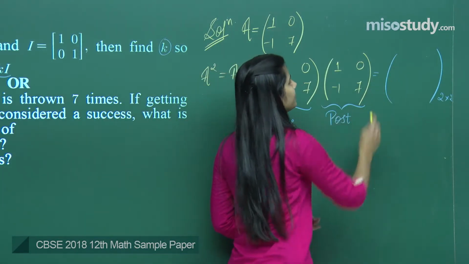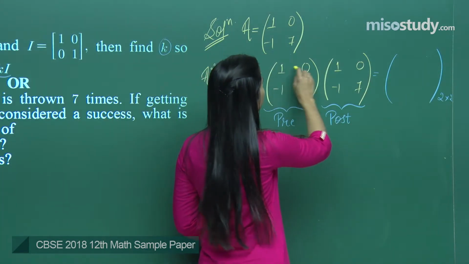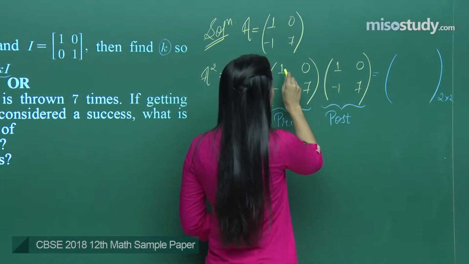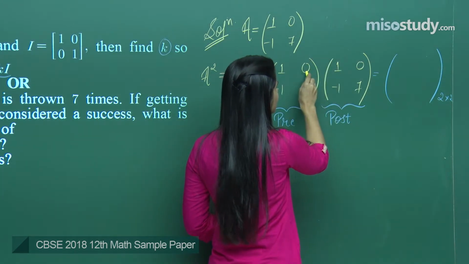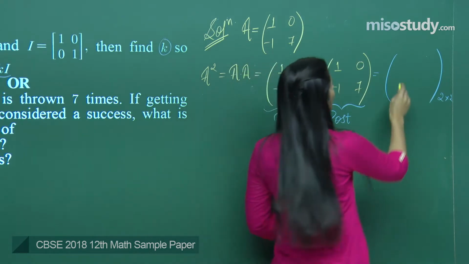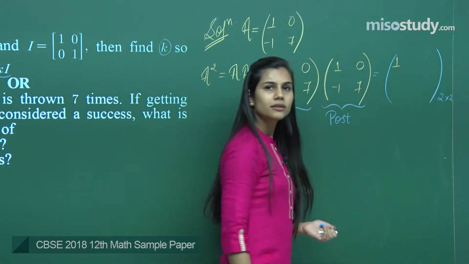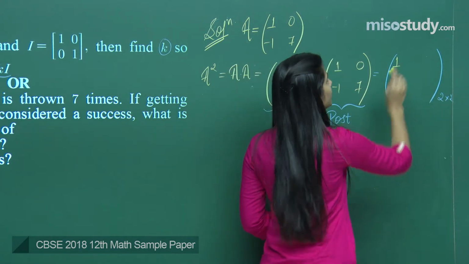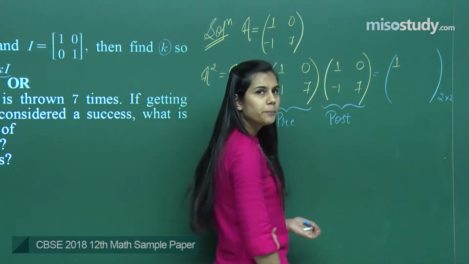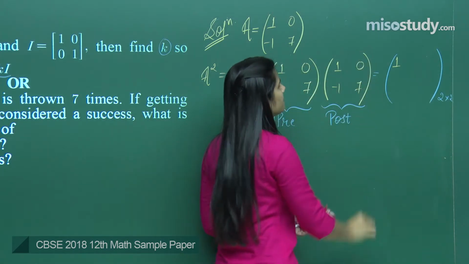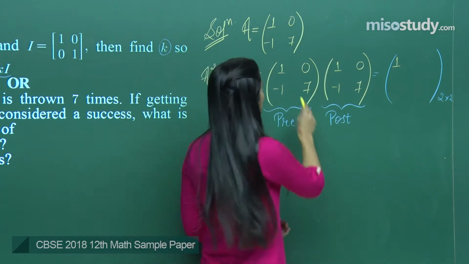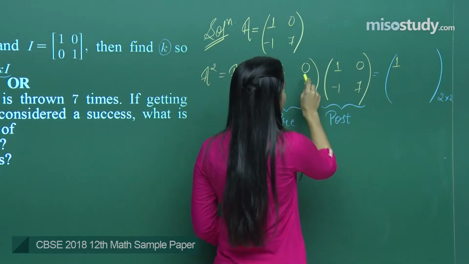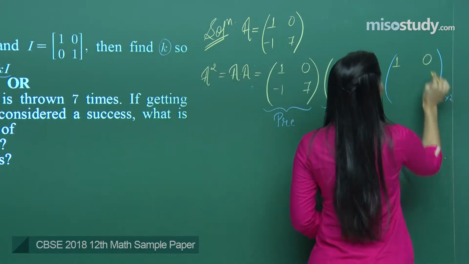So for the 1-1th entry, I am going to pick up my first row and first column over here. 1 into 1 plus 0 into minus 1, which gives you 1. Then I want the 1-2th entry. So first row from the pre and second column from the post. So 1 into 0 plus 0 into 7.